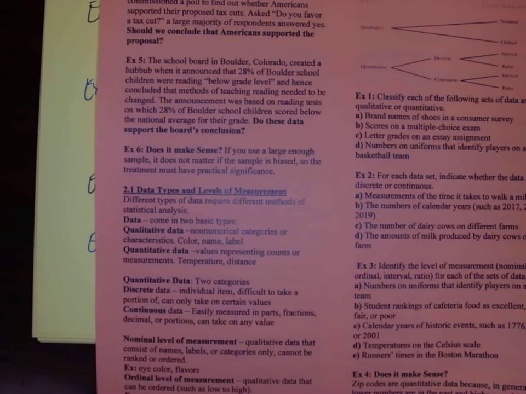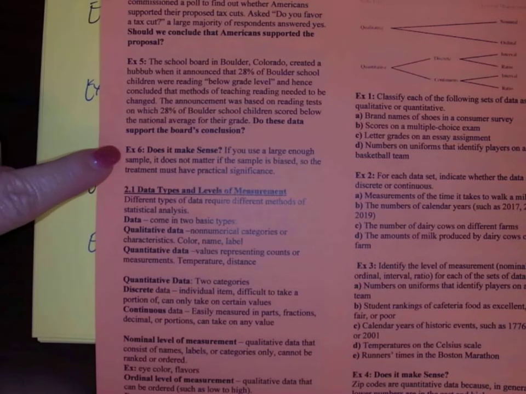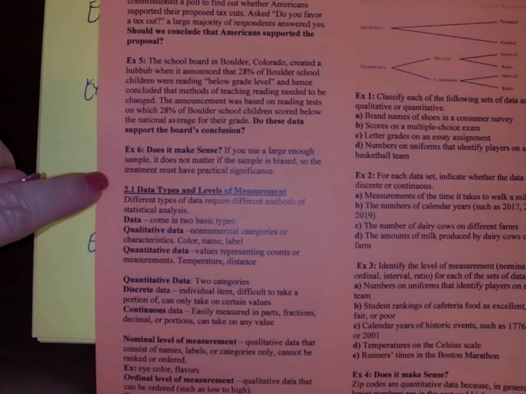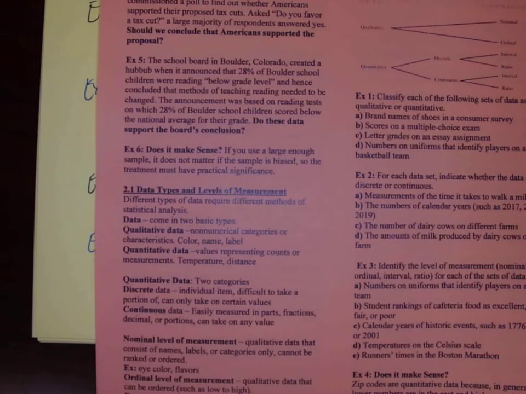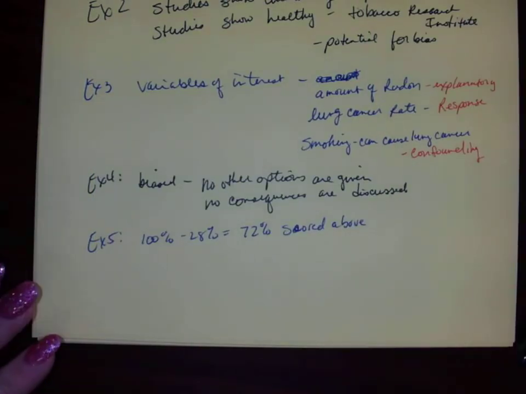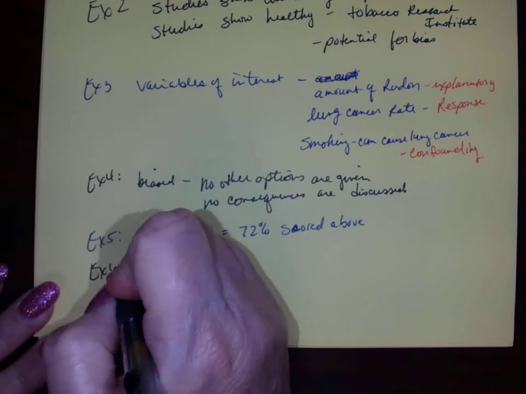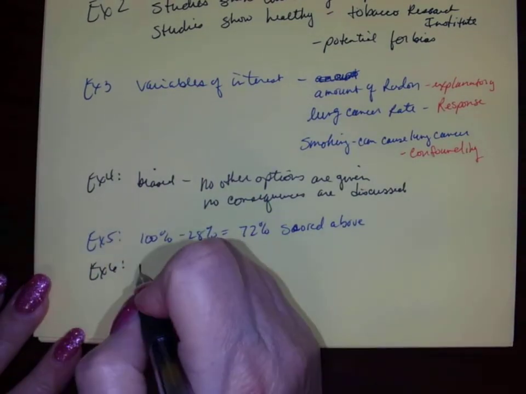All right, does it make sense? If you use a large enough sample, it does not matter if the sample is biased, so the treatment must have practical significance. So read that again. Well, you know what? If it's biased, it doesn't matter how large it is, right? If it's biased, it's not going to have practical significance, and there's an issue with the way that it's being conducted. So for example 6, it does not make sense.